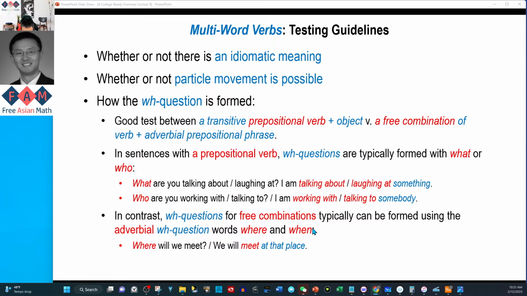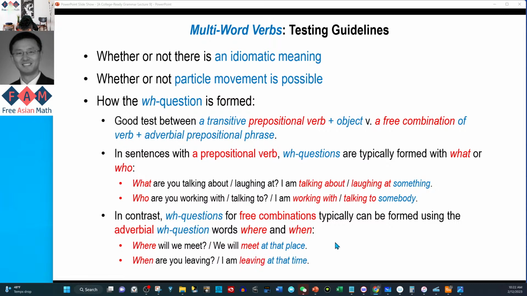So in this case, if you want to ask a question toward that place, you will not say, what will we meet at? You will never ask that type of question, right? That's exactly because this is not a prepositional verb. This is a free combination. Your question is toward the whole thing, at that place, rather than that place. Therefore, your question will look like, where will we meet? It's toward this whole thing, at that place. It's an adverb. Therefore, your question starts with where. Very subtle difference, but it's important to understand why logically they are very different.